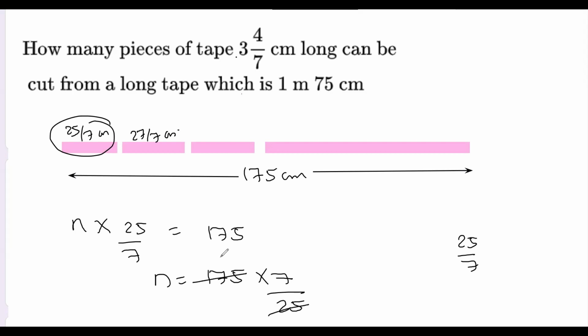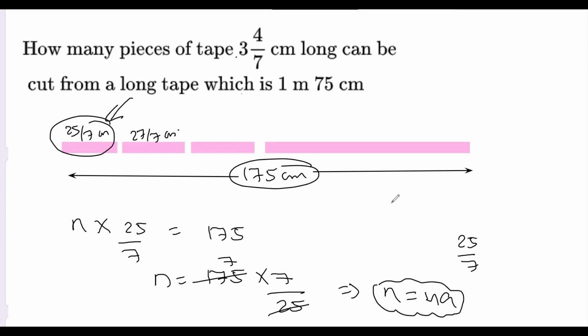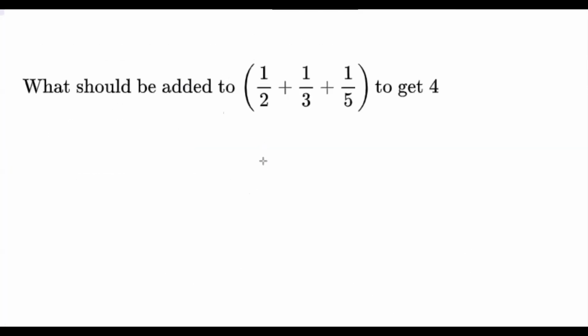It is reducible. 175 divided by 25 is 7 times. So from here we get n as 7 multiplied by 7, which is 49. So we'll say that 49 pieces of this length can be cut from a ribbon which is 175 centimeter long.